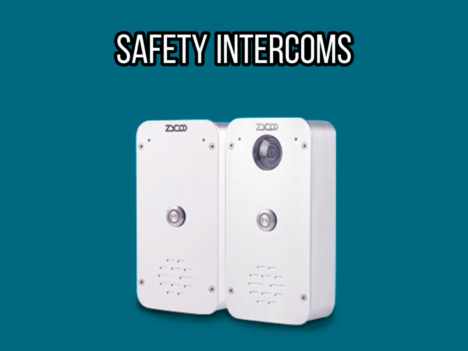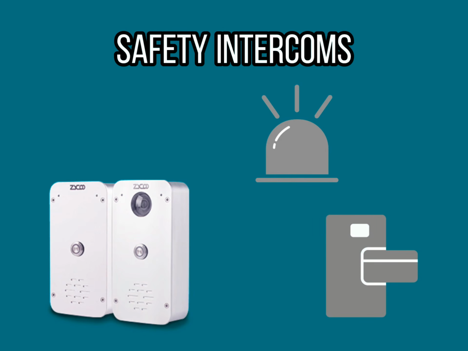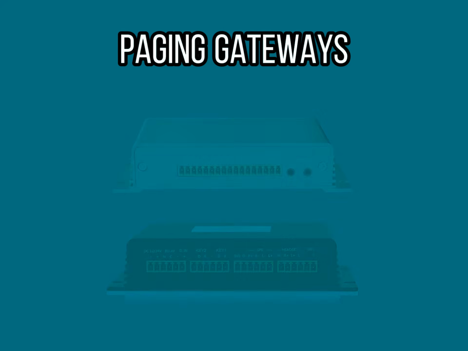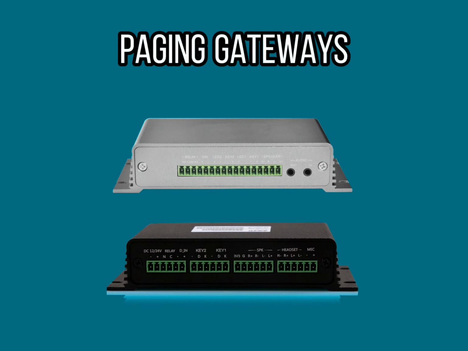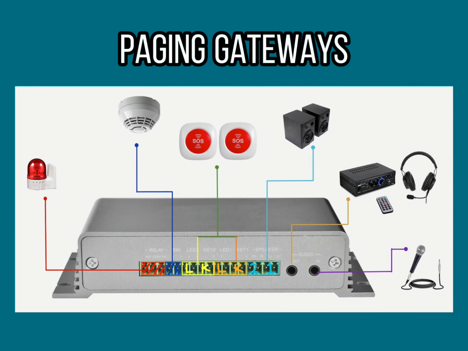Two models of the safety intercoms can connect with IP cameras to achieve the video linkage feature. Plus, emergency alarm lights and door magnets can also be connected to the intercoms. The SIP paging gateway is a comprehensive device that can work with multiple types of peripherals, such as amplifiers, passive speakers, buttons, sensors, alarm lights, and so on.